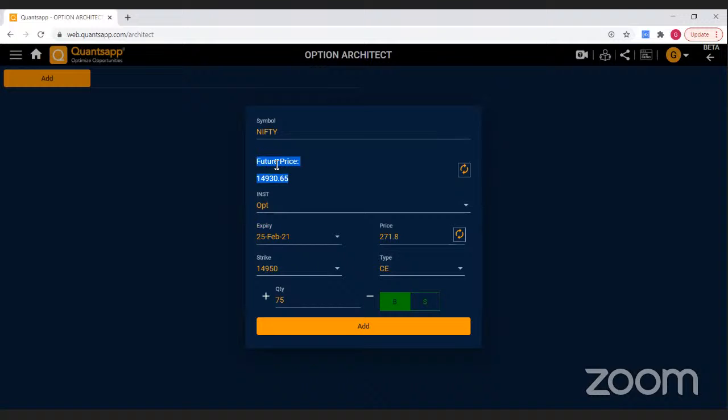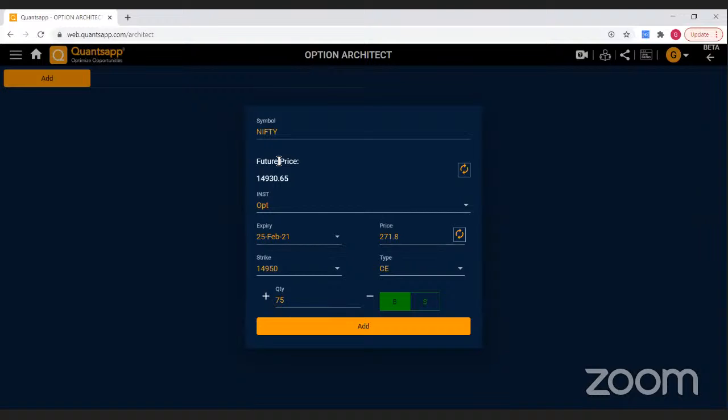So now, why have we taken this concept of fair price and future price? There's a simple logic behind it. We all know that for any future contract, the expiry comes at the end, on the last Thursday of the month. So that's the last expiry of that particular month for that particular series.